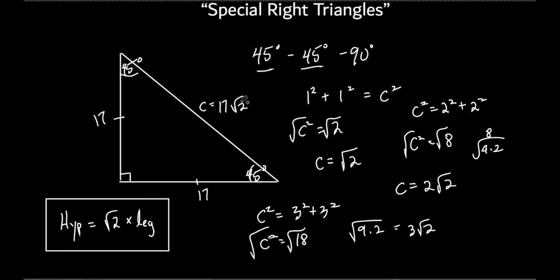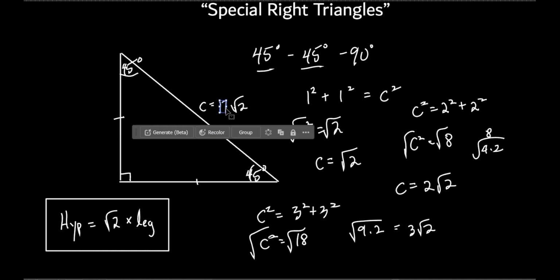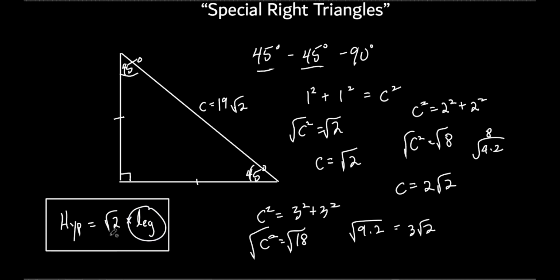What if you went the other way? What if they told you, again, let's just pick some weird number, like 19 times the square root of 2. What if they told you the hypotenuse, and they told you it was a 45, 45, 90 triangle, okay? What if they told you the hypotenuse, you want to find one of the legs? Then what would you do? What math would you do to solve for the leg? To get the leg by itself, you've got to get rid of the square root of 2. What do you do?